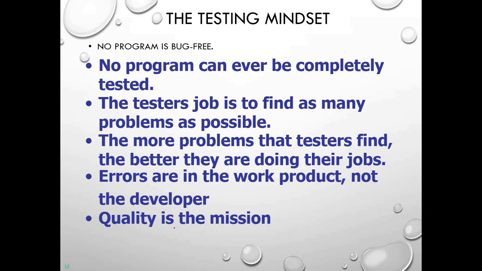Errors are in the work product, not the developer. So it's very important to understand something. The problem which we are talking about, the errors which we are talking about, it's the work error. Work error in the sense, the problem is not with the person. The problem is with the product that person has developed. So maybe the problem is there in the product because the specification, the requirement was not clear, or maybe something was missed when it was getting developed. So again, it's very important that the error is with the product, not with the person.